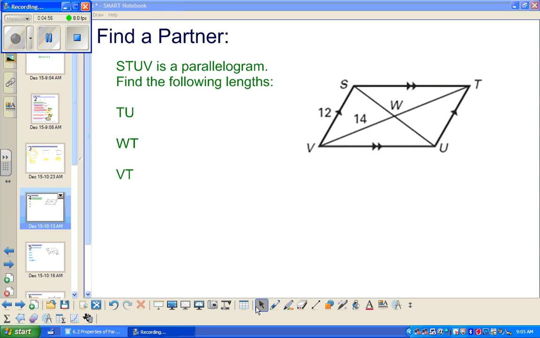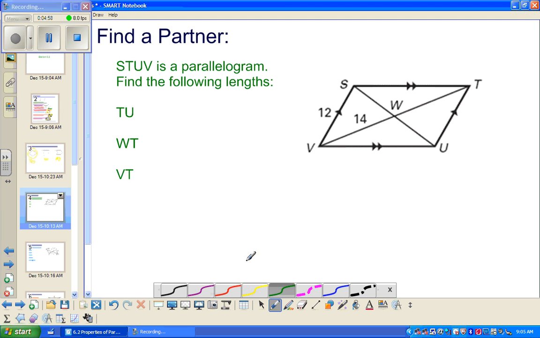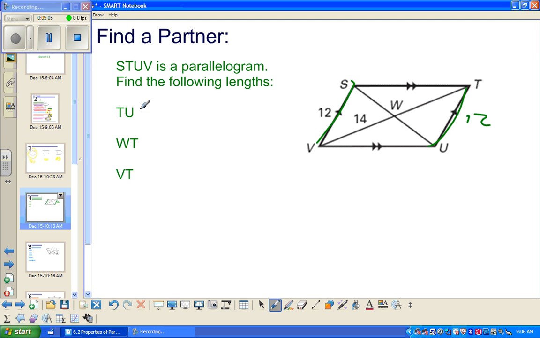So without too much effort, you should have known, well, if SV is 12, the opposite sides are congruent, so TU is 12. And WT, you know that the diagonals bisect each other, so if VW is 14, then WT is 14. And for VT, well, that's just 14 and 14, which is 28.